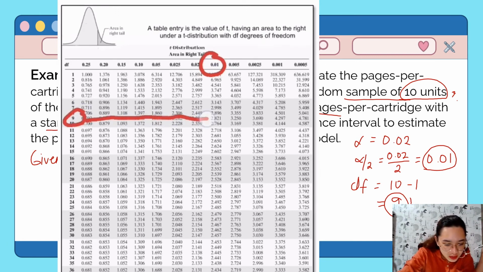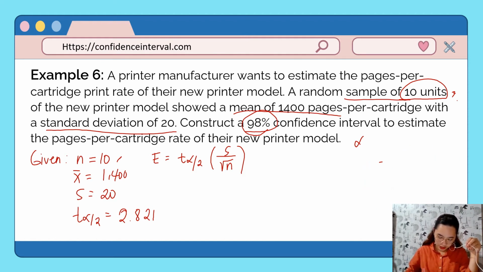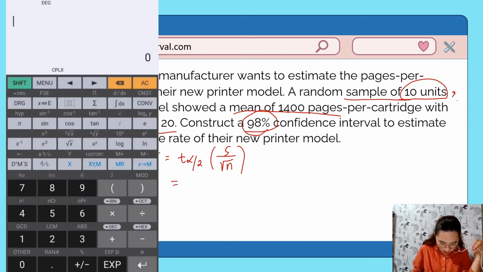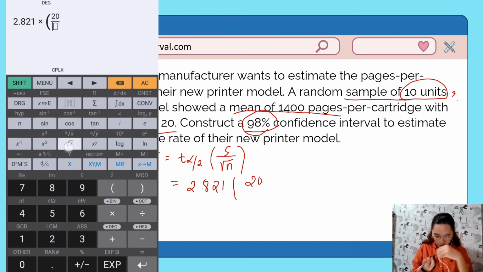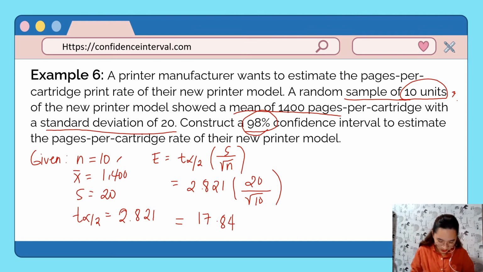At ang ating value is 2.821. So, yan po yung ating T alpha over 2, which is yung gagamitin po natin to compute for our margin of error. Okay. So, let's just substitute 2.821 times 20, all over square root of 10. The answer is, 2 decimal lang po tayo, 17.84.